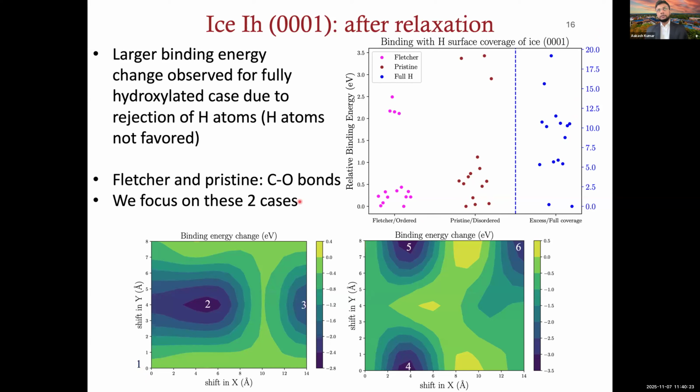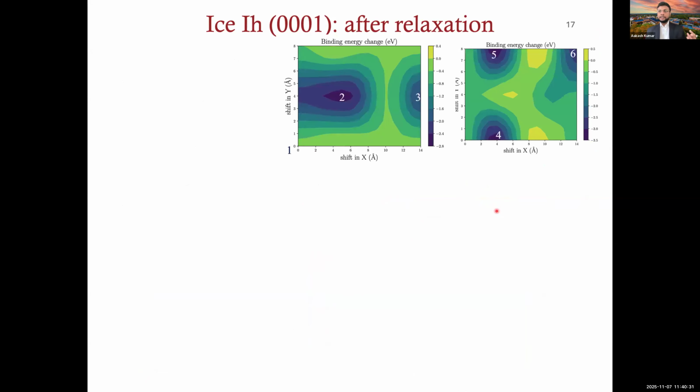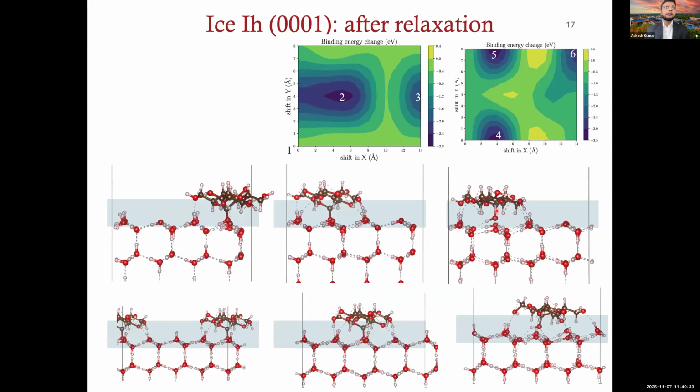We focus on them because these are the most stable configurations. One thing that we noticed when we dive deeper into these structures is that they all have the formation of this CO bond, which I just mentioned. So that's very interesting: out of all of these 30 cases, we have these 6 structures where we have the CO bond formation, right?